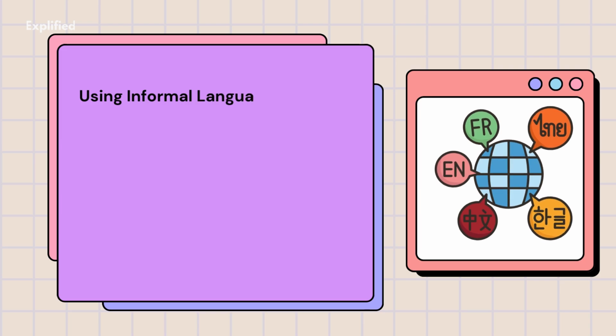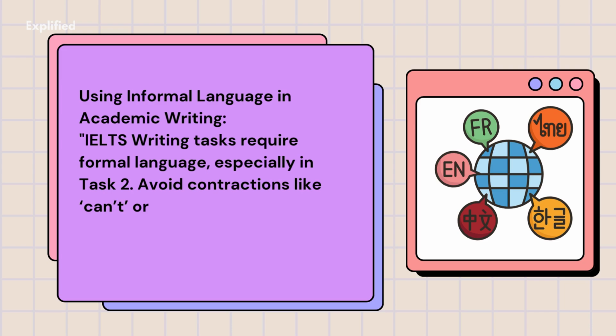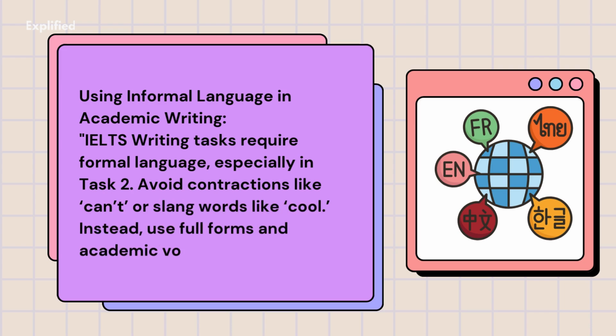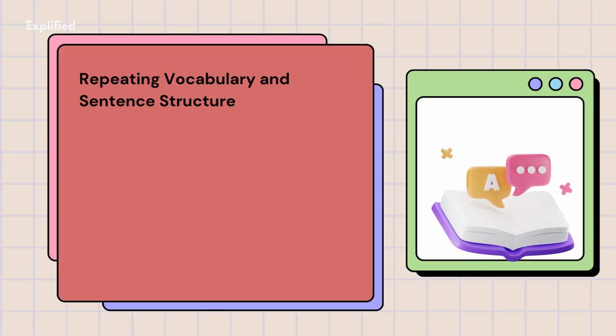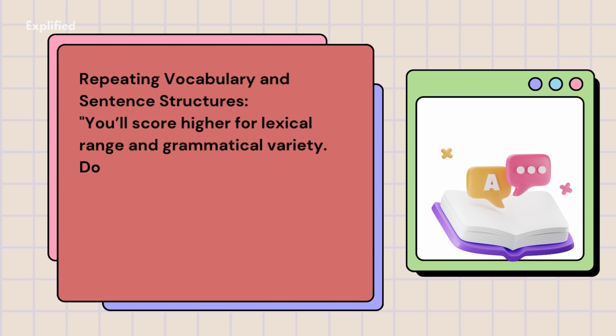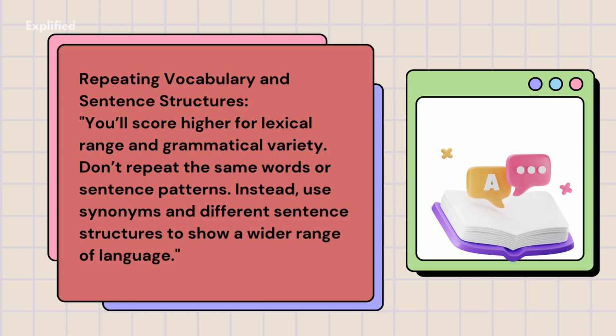Using informal language in academic writing. IELTS writing tasks require formal language, especially in Task 2. Avoid contractions like can't or slang words like cool. Instead, use full forms and academic vocabulary. Repeating vocabulary and sentence structures. You'll score higher for lexical range and grammatical variety. Don't repeat the same words or sentence patterns. Instead, use synonyms and different sentence structures to show a wider range of language.